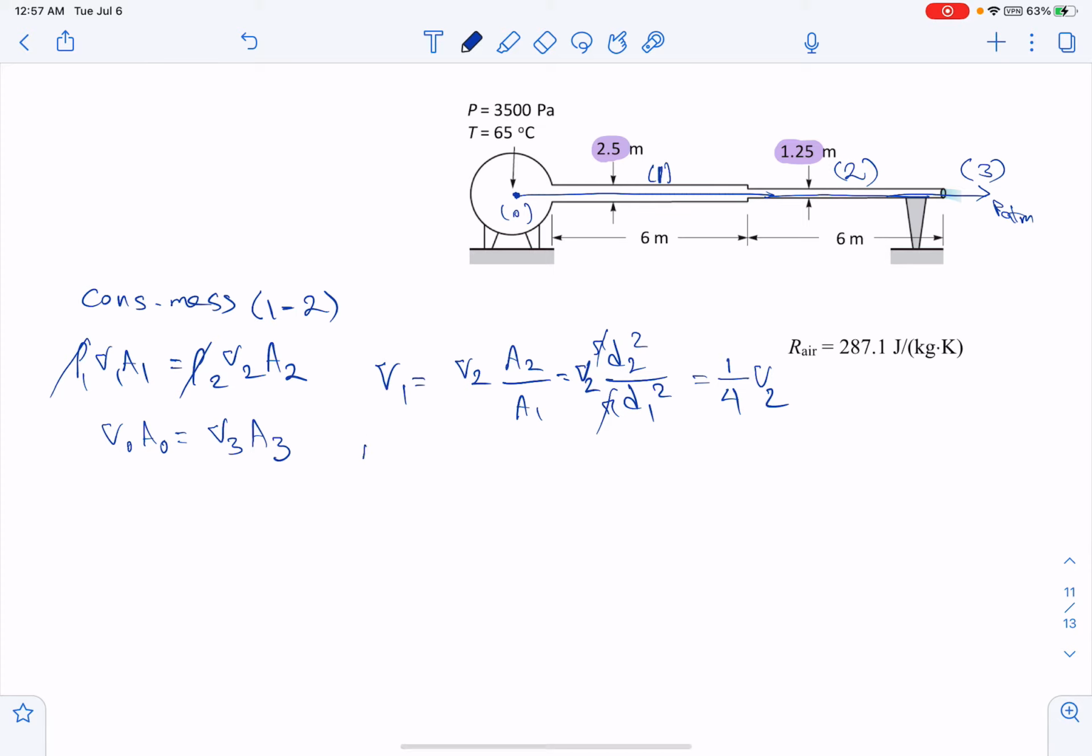Now if we do the same thing from V0 A0 to V3 A3, we know that A0 is much bigger than A3, so V0 is much less than V3. This is from conservation of mass also. And then we also have V2 equal to V3, again because of the conservation of mass.